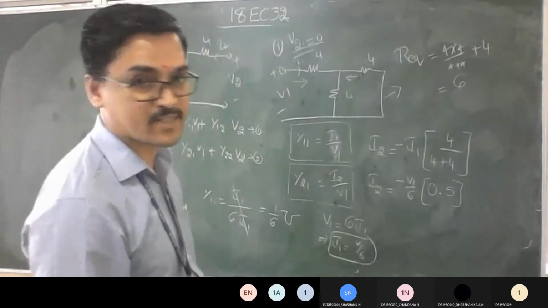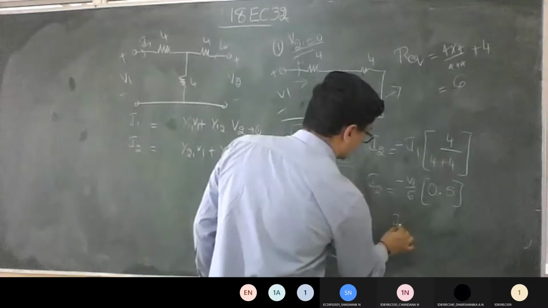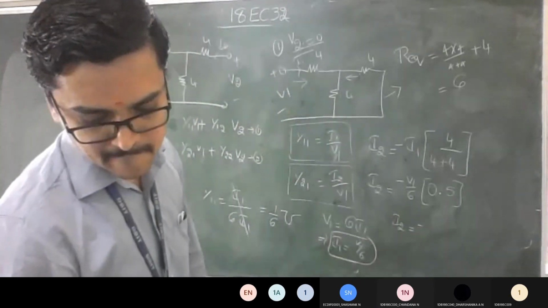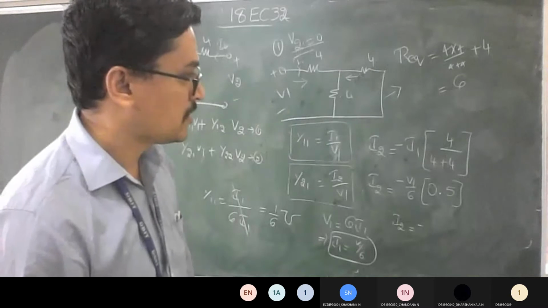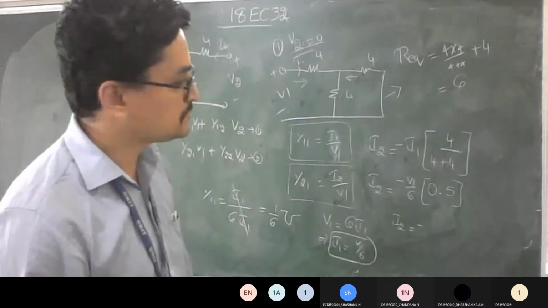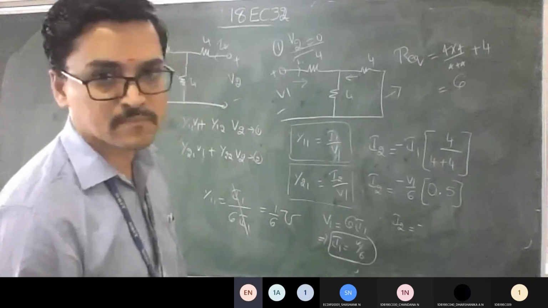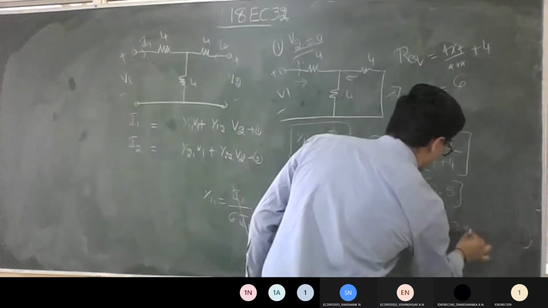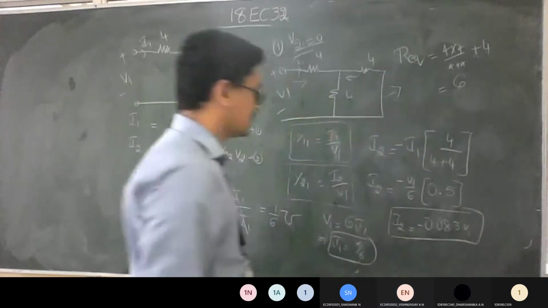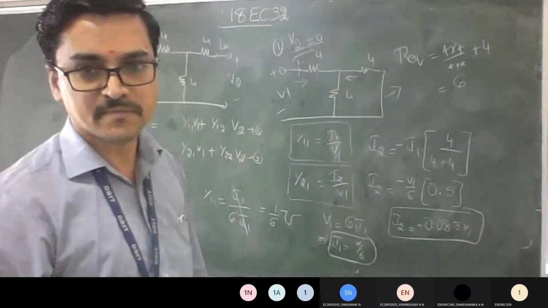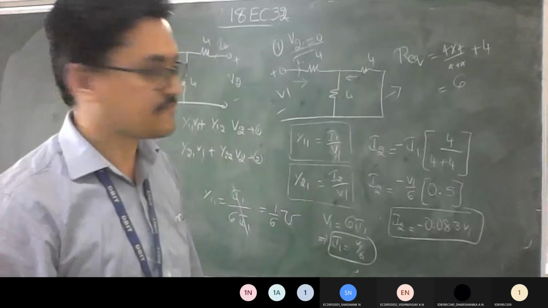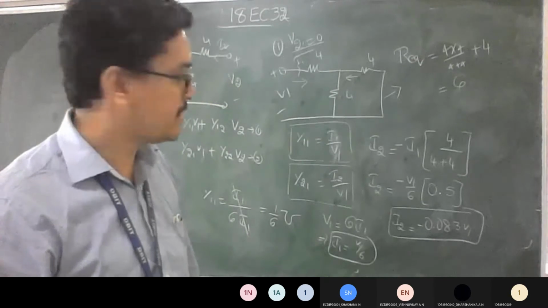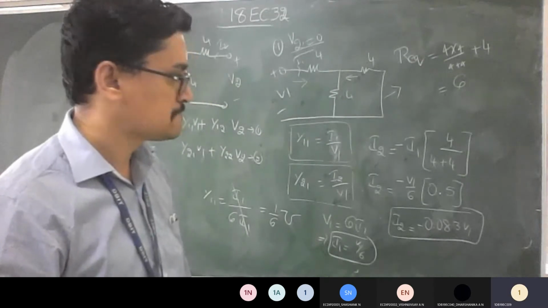Substitute, check out the answer. 0.5 by 6, how much? How much is 0.5 by 6 here? 0.083. So minus 0.083 V1. Is it correct? What is I2 equal to? Others, is it fine? What your friend told? Okay, Ananya? Yes, sir, it is correct.